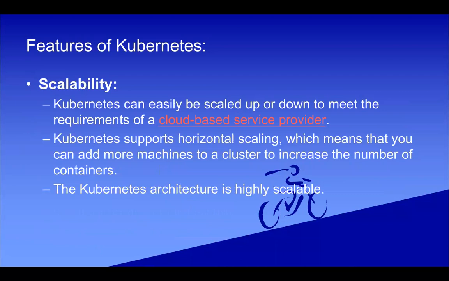Scalability is one of the major features of using Kubernetes. Kubernetes can easily be scaled up or down to meet requirements for cloud-based service providers. Suppose you are using Azure. In Azure, you have the AKS service. AKS can be scaled up and down as per your requirement. You can automate it. You can do horizontal scaling and vertical scaling. You can add multiple machines. Horizontal scaling is nothing but adding one or more machines to a cluster to increase the number of containers.